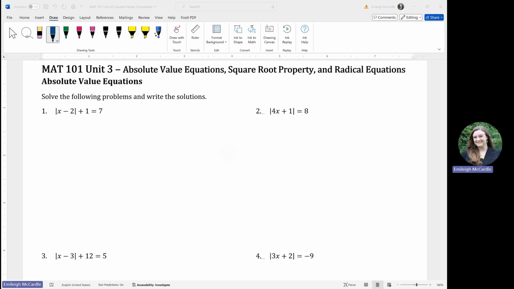Okay? Unit 3 is dealing with absolute value equations, square root property, and radical equations. So we're going to start off with absolute value equations. Our first concept that we need to understand is just what is an absolute value and what does that mean. So let's look at two examples.